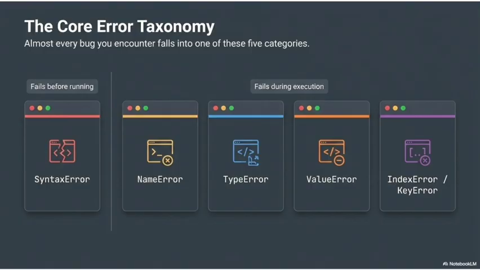A syntax error means something is structurally wrong with the code itself. A name error means the variable isn't recognized. A type error means incompatible data types. A value error means the type is right, but the content is invalid. An index error or key error means that you asked for something that doesn't exist in a collection.